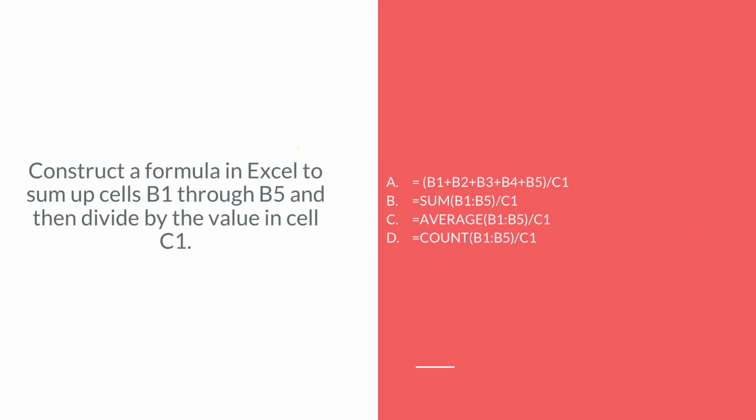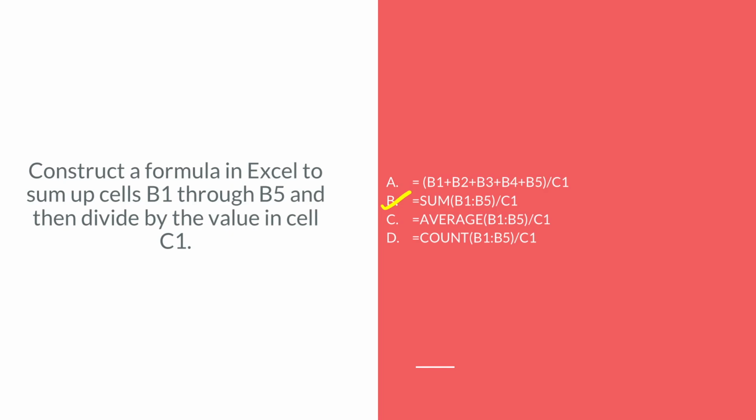Construct a formula in Excel to sum up cells B1 through B5 and then divide by the value in cell C1. Students, you need to choose out of A, B, C or D. So pause your video and check your answer. The most appropriate one is option number B, =SUM(B1:B5)/C1. Remember students, option number A can also work, but we will try to do the appropriate one, which we can do quickly. So this is the one.